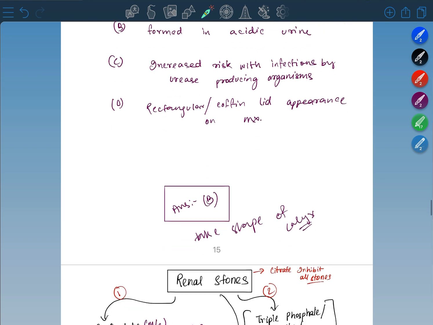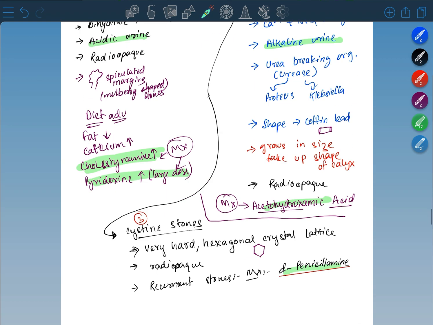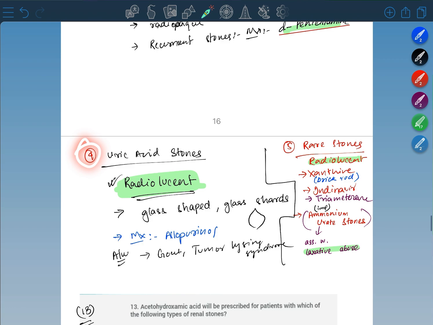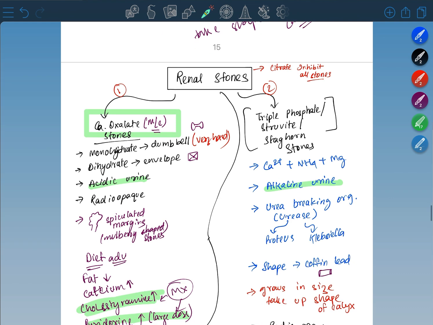First, let us understand renal stones. There are mainly five kinds. First is the calcium oxalate stones. These are the most common renal stones. Monohydrate calcium oxalate is dumbbell shaped and very hard. It can't be broken down by ESWL, a method to break down kidney stones. Monohydrate calcium oxalate stones can't be broken. Dumbbell, very hard. Remember this.